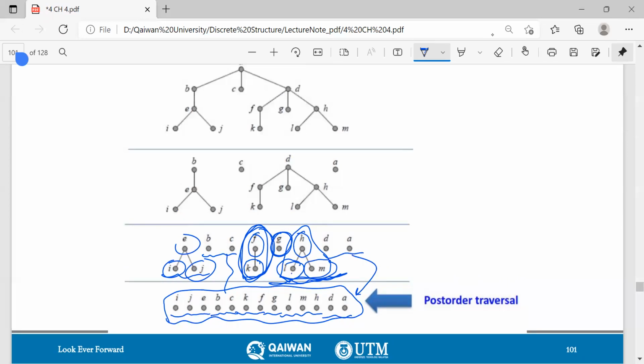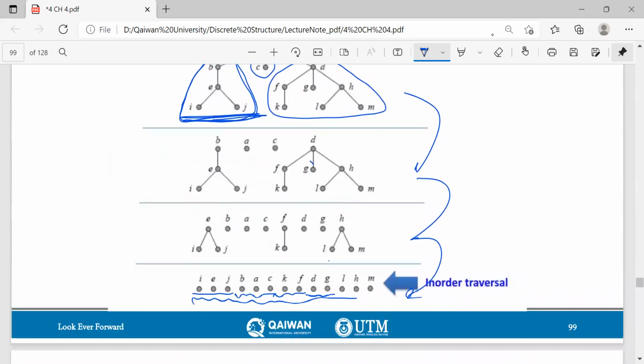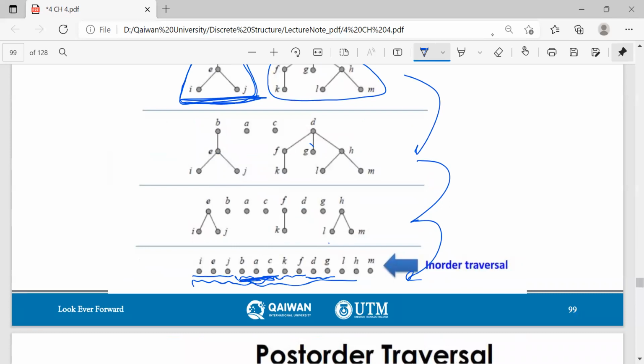Look, we found in-order, pre-order, and post-order traversal for the same rooted tree, and all are different. Look, this is I, J, E, B. A is the last one here. But in in-order, A is here.